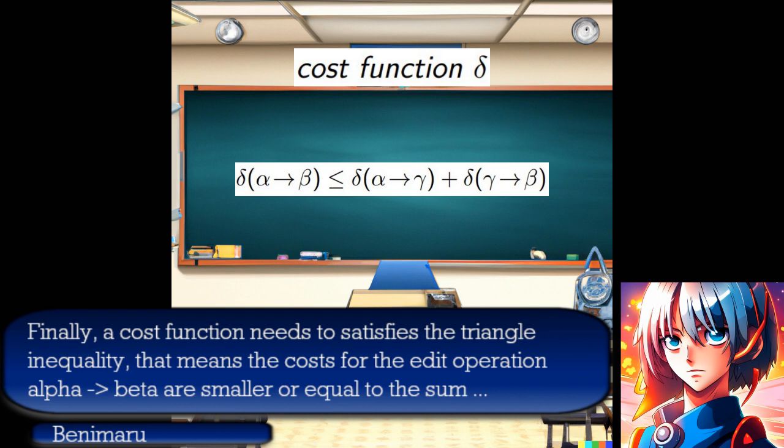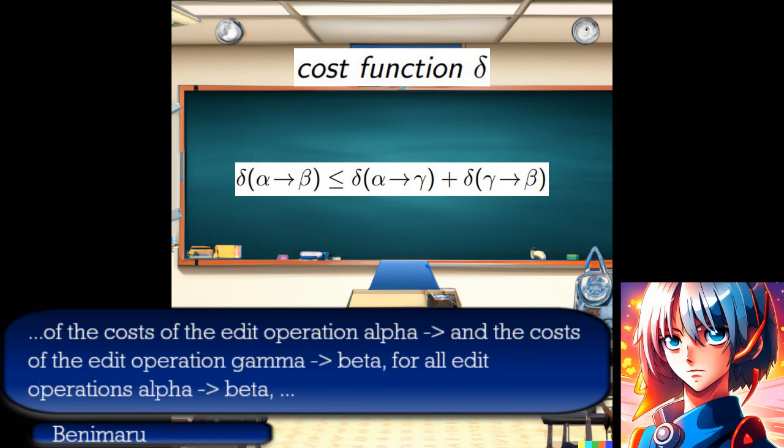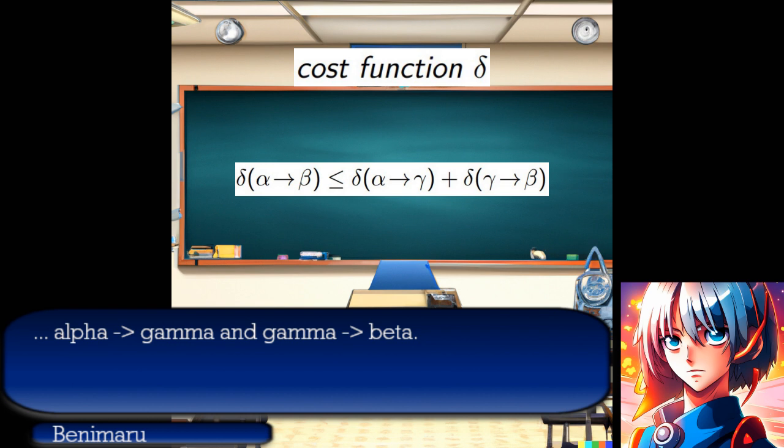Finally, a cost function needs to satisfy the triangle inequality. That means the costs for the edit operation alpha to beta are smaller or equal to the sum of the costs of the edit operation alpha to gamma and the costs of the edit operation gamma to beta, for all edit operations alpha to beta, alpha to gamma and gamma to beta.